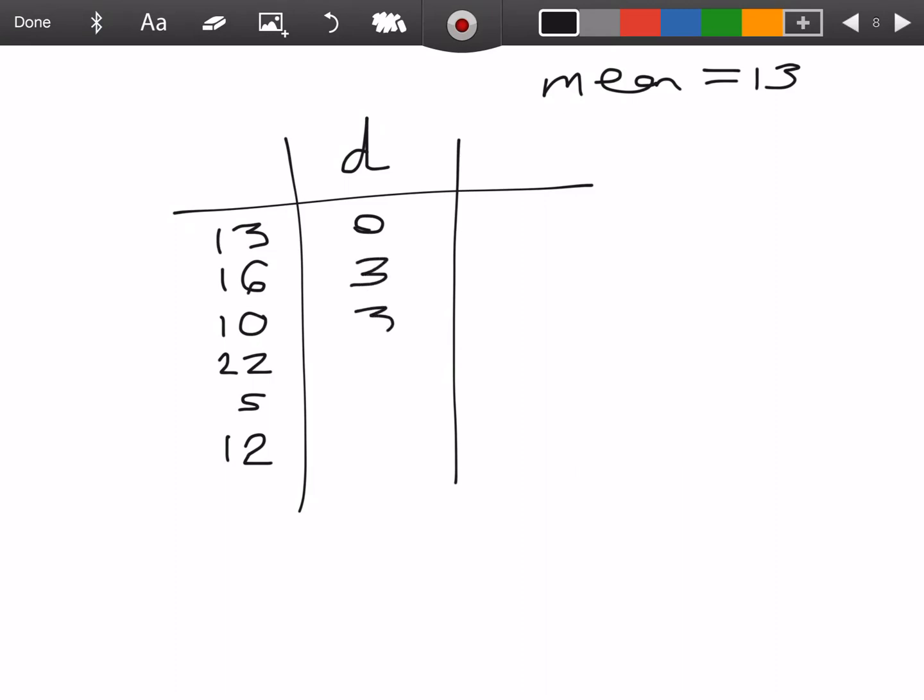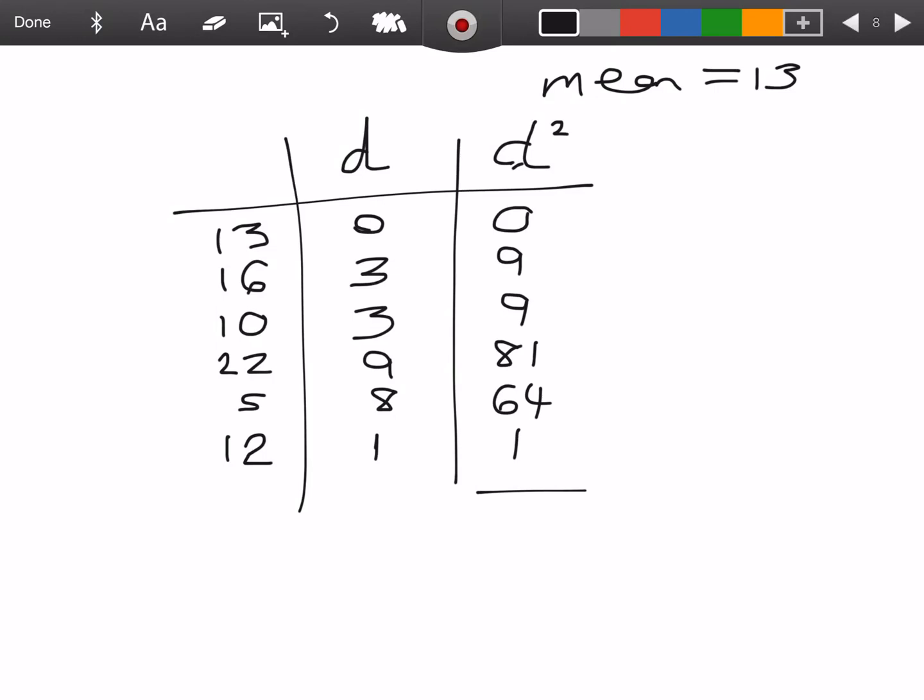I'm going to work through these quickly now. 22 and 13. Difference between 5 and 13. 12 and 13. Okay? And the third column of this table, I call it the d squared column, because now what we do is square each of our differences. Nothing times nothing. 3 3s. Okay, 1 times 1 is 1. So these are our differences, and a couple more steps we need to do to get the standard deviation.